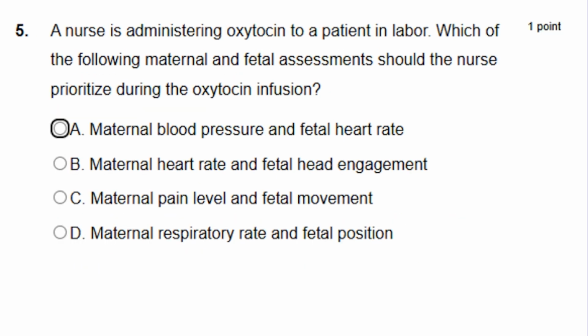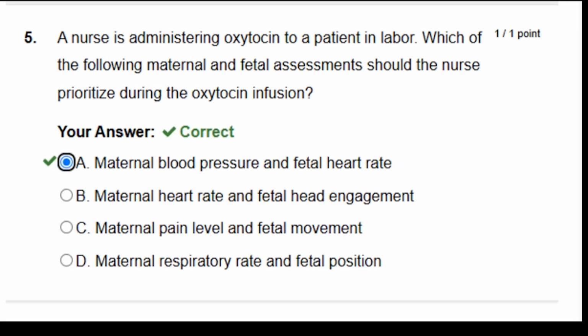A nurse is administering oxytocin to a patient in labor. Which of the following maternal and fetal assessments should the nurse prioritize during the oxytocin infusion? A. Maternal blood pressure and fetal heart rate. B. Maternal heart rate and fetal head engagement. C. Maternal pain level and fetal movement. Or D. Maternal respiratory rate and fetal position. What is the most important here? What's your answer? The answer is maternal blood pressure and fetal heart rate.